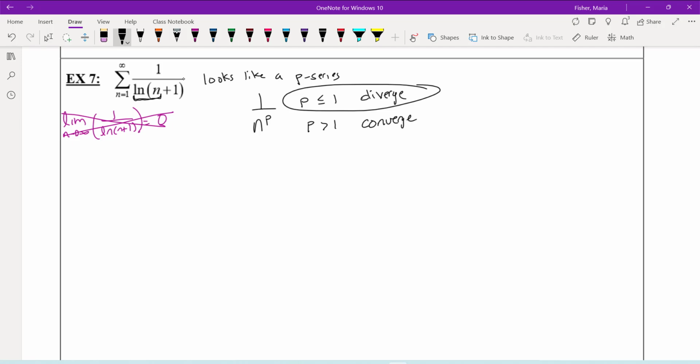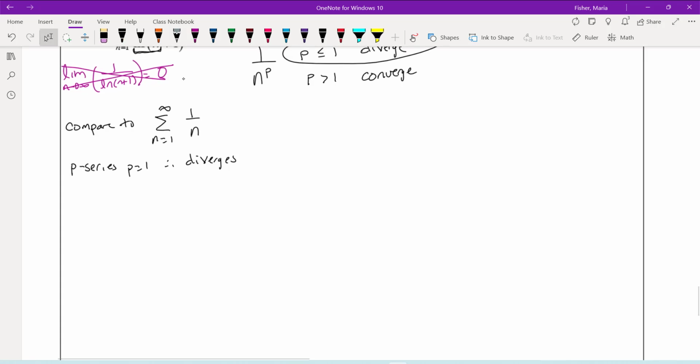It makes it where that power is a power that's less than 1, because the natural log of n grows slower than n to the first power. Therefore, if you're comparing it to a p-series, you need a p-series that diverges. Since we think it's going to diverge, we're going to compare this to that p-series, the sum from n equal 1 to infinity of 1 over n. With p equal to 1, we know it diverges.